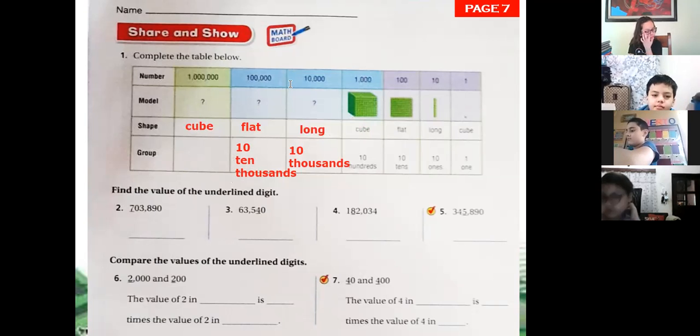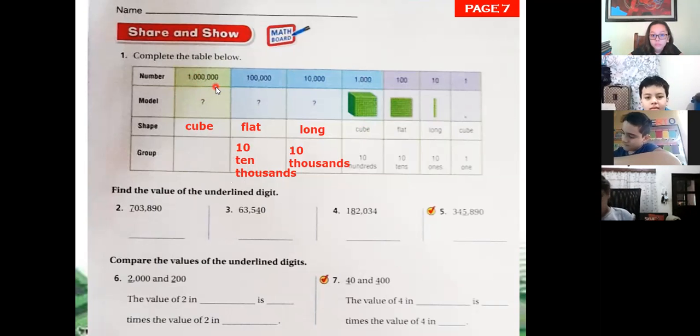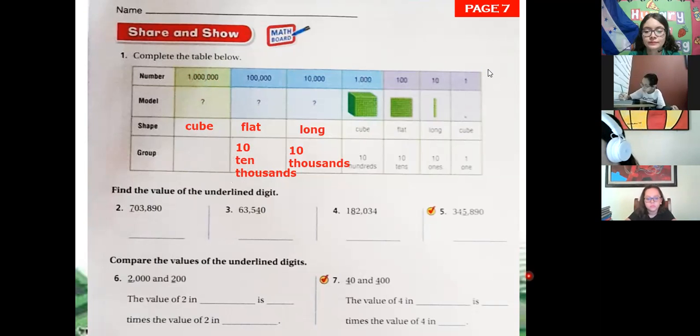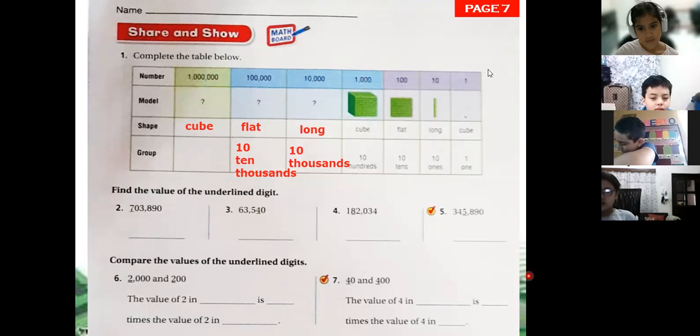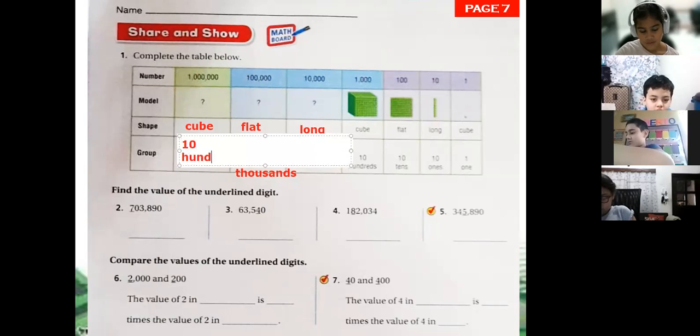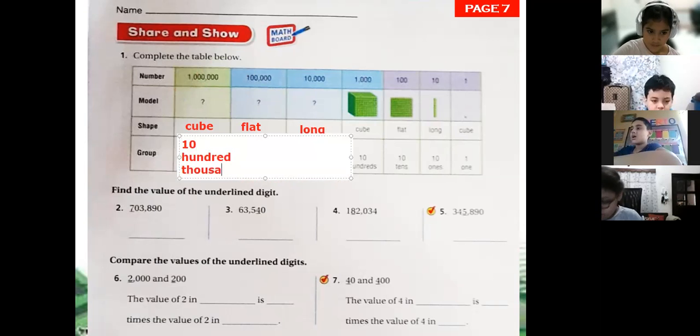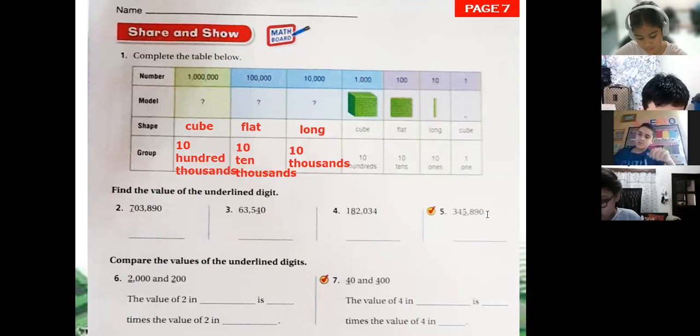Okay. And how do you read this number? We have more zeros here, right? Million, that's right, 1 million. How many 100,000s do we need to make a million? How many of these 100,000s do you need to make a million? 10. That's right. We need 10 of these 100,000s to make 1 million.